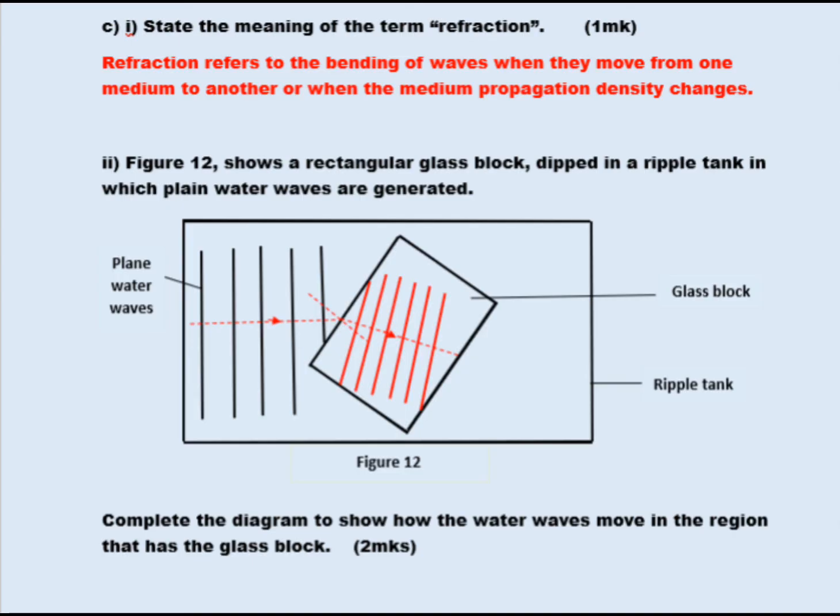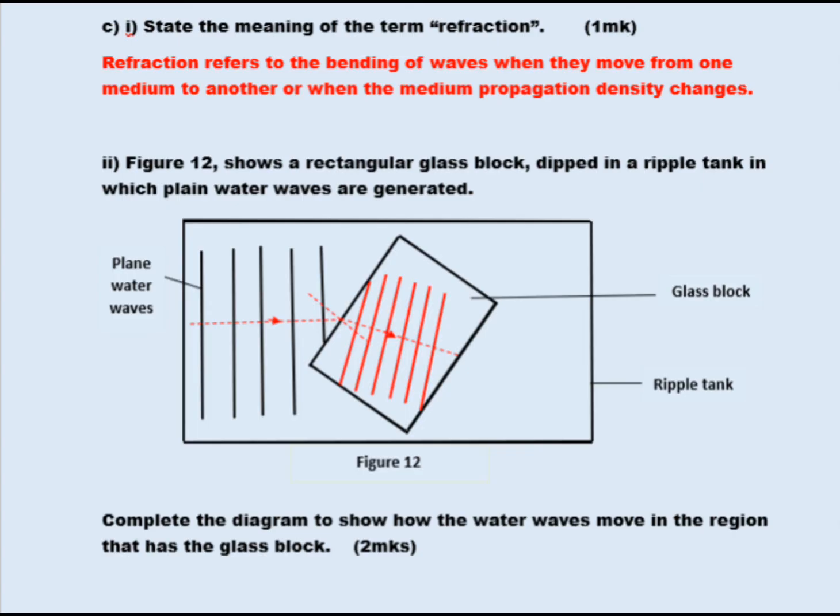The last part, figure 12 shows a rectangular glass block dipped in a ripple tank in which plain water waves are generated. So this glass block is under the water in a ripple tank, so the water is above. That definitely tells you that the water above the glass block is shallower than the water where there is no glass block, because when the glass block is under the water, it will make that point shallower, and we know when a point is shallower, definitely the speed will reduce. That means the wavelengths will reduce.